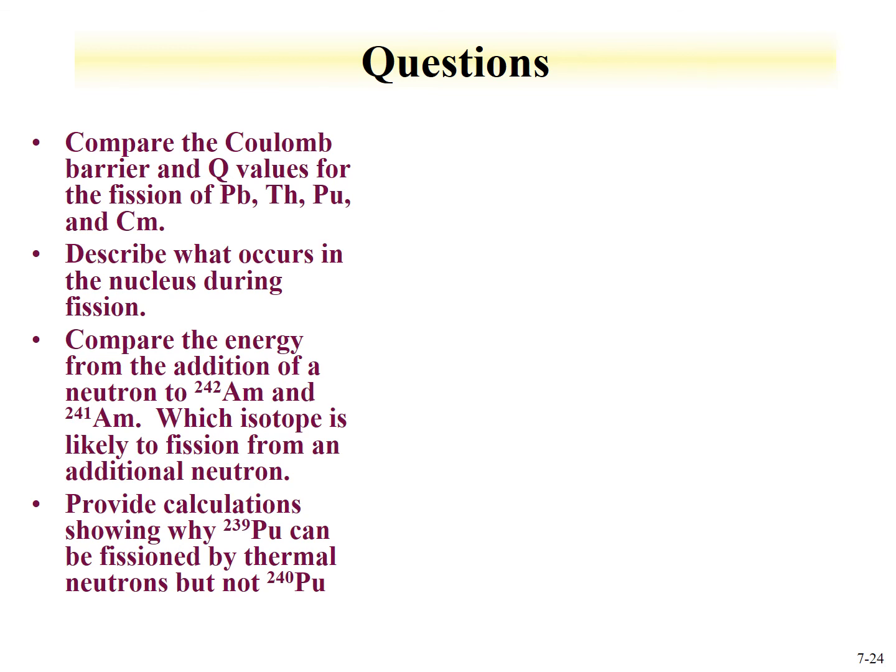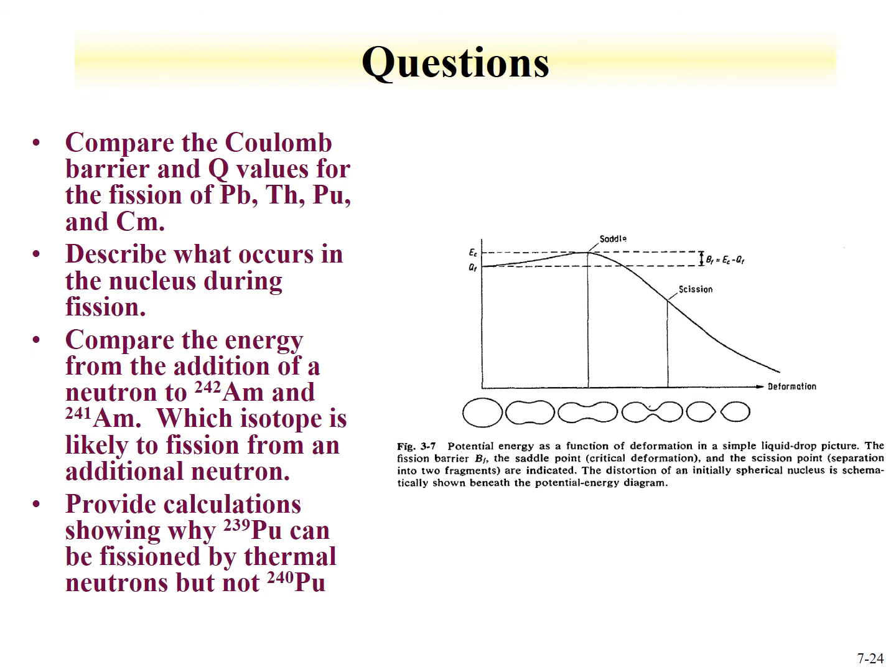You can describe what occurs in the nucleus during fission, and that's basically demonstrated in this figure, where we have a nucleus that deforms. We reach a point, particularly here, where we form this saddle. We have two sections of the nucleus that have large positive charges. At this point, the Coulomb repulsion between these charges overcomes the near-term interaction of the nucleons, forcing the fission products to form from this nucleus.